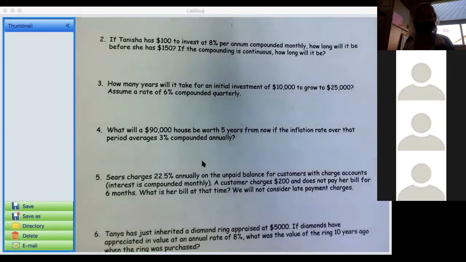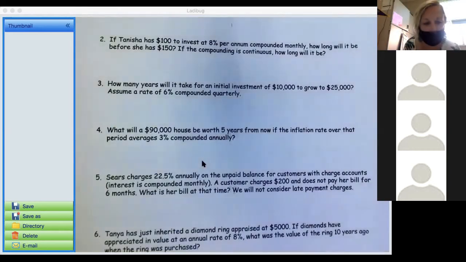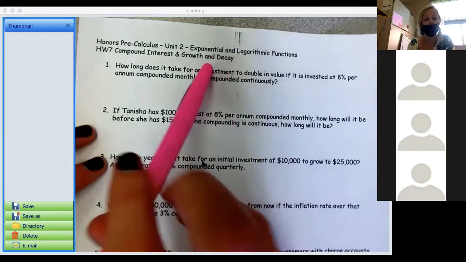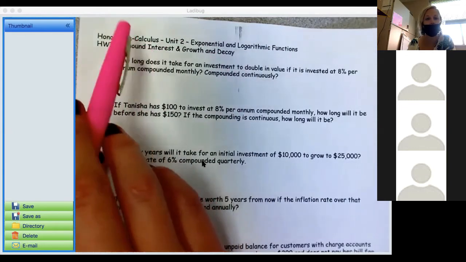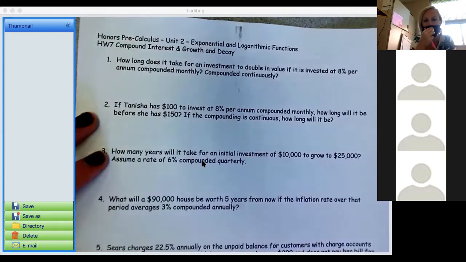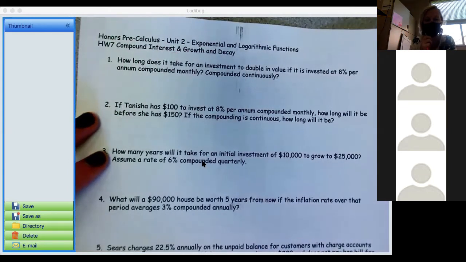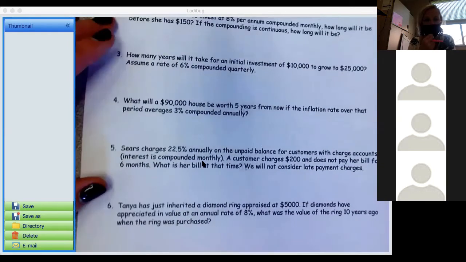Miss Poole, what is our homework? It's on Canvas. I gave you one in your packet last week though, but it's this worksheet, exponential functions, compound interest, growth, and decay, and you're just doing 1 through 7.